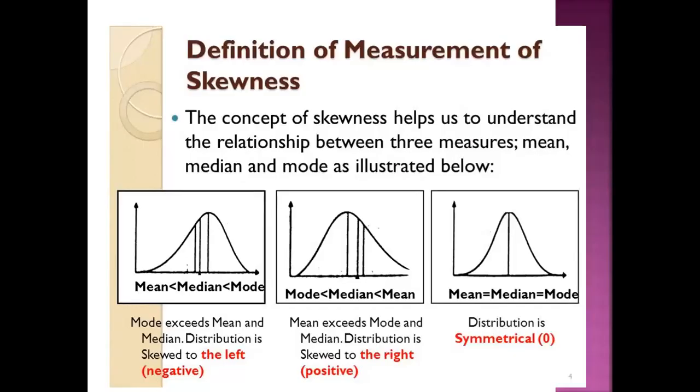In this picture, we can see three diagrams of the frequency curve. On the left side, the diagram shows that the mean is less than the median and mode, and much of the data is lying on the right side of the curve. So this will be called negative skewness. In the middle, the mode is less than the median and mean, and the highest value will be that of the mean, and much of the data lies on the left side of the curve. So this will be positive skewness. The third diagram shows that mean, median, and mode are at the same point. So that is the symmetrical distribution.